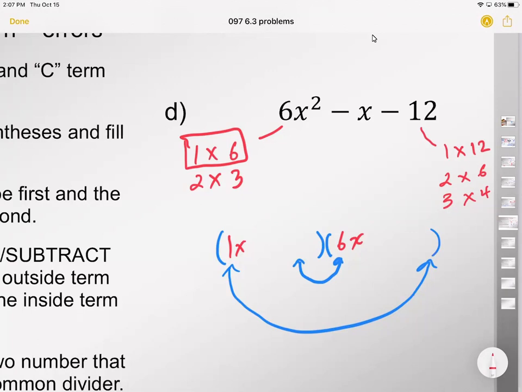Again, Monday and Tuesday was our fall break. We have class yesterday and today. So the fall break was just Monday and Tuesday.